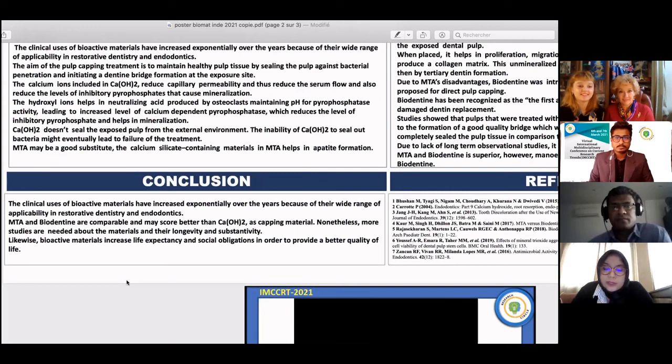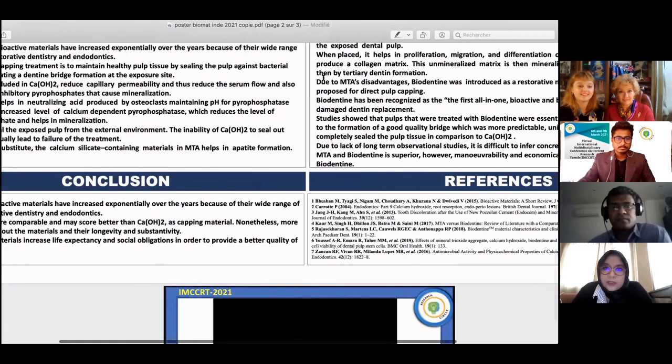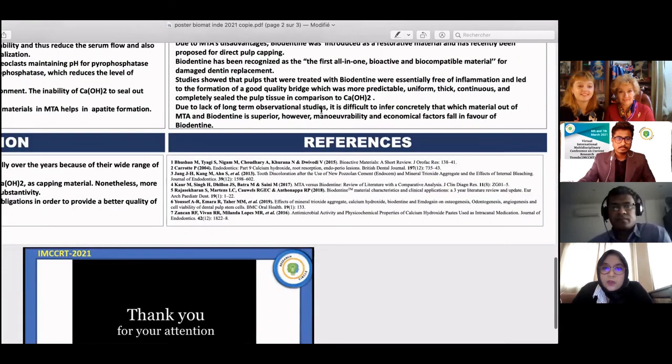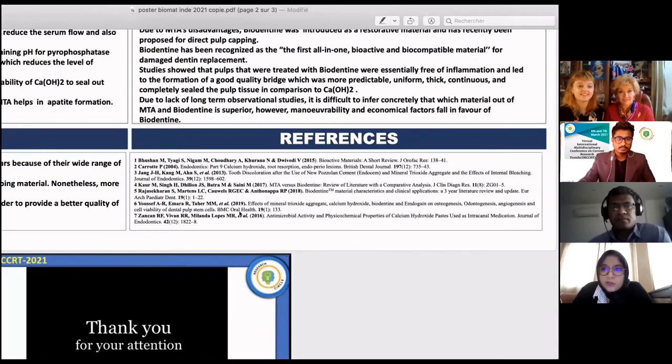Likewise, bioactive materials increase life expectancy and social obligations in order to provide a better quality of life. So I can leave you with the references used to produce this manuscript.